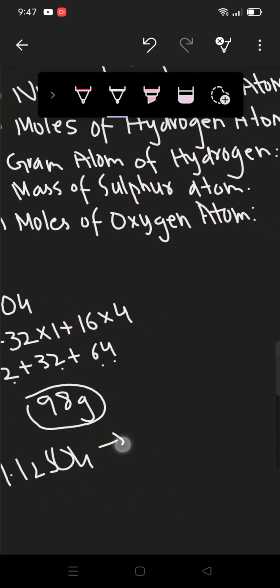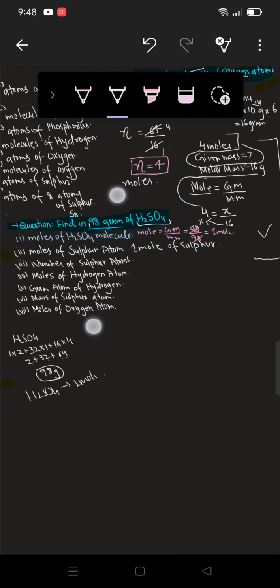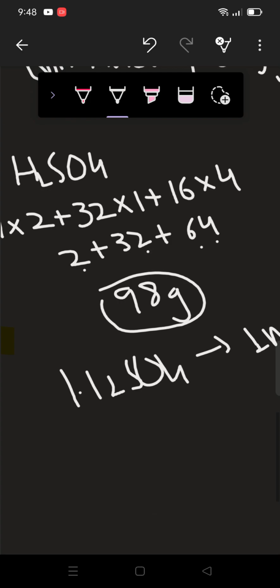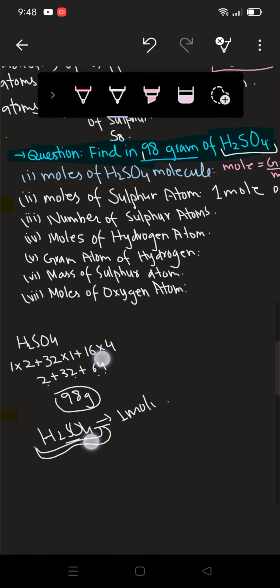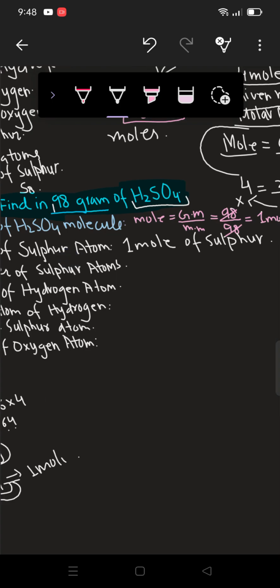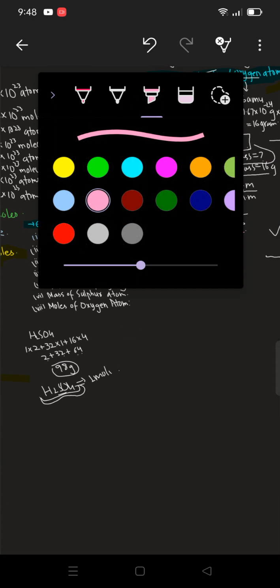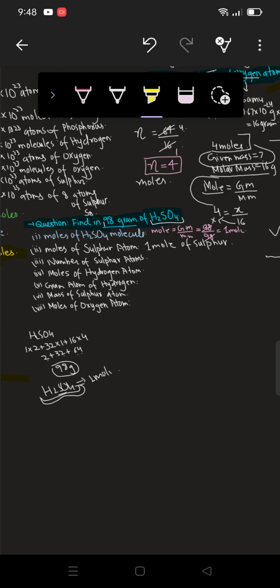H2SO4, we have got that we have only 1 mole of it, right? Because we have calculated 98 upon 98, that is 1 mole. Now we need to find the mole of the sulfur atom. We know that this entire compound has only 1 atom of sulfur, so this entire 1 mole of H2SO4 will have also 1 mole of sulfur. That's why we have written 1 mole of sulfur, right? So let me highlight this. We have 1 mole of sulfur.